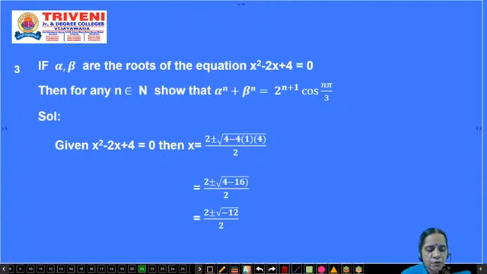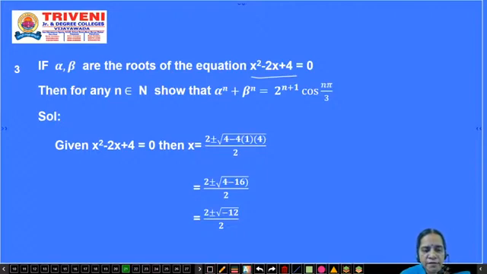Then we are going to the next problem. If alpha, beta are the roots of the equation x square minus 2x plus 4 equal to 0, then for any n belonging to natural numbers, show that alpha power n plus beta power n is equal to 2 power (n plus 1) into cos n pi by 3.